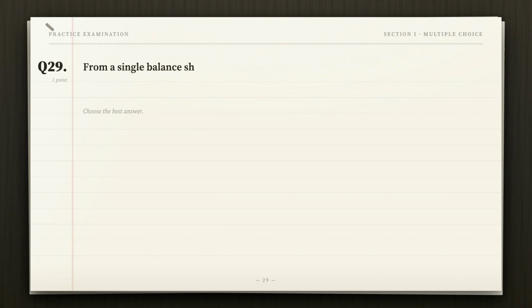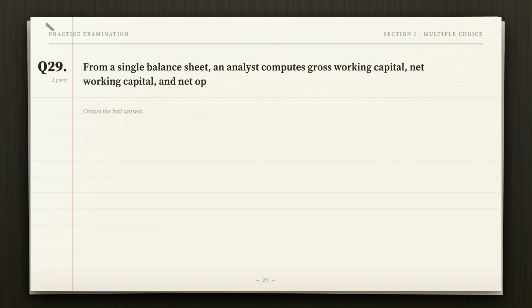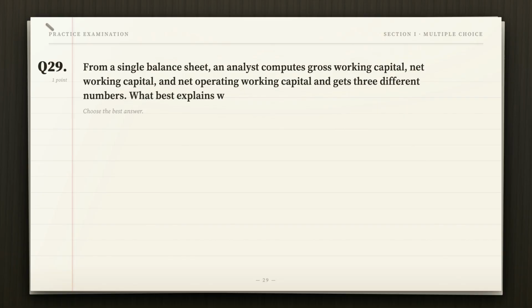Question 29. From a single balance sheet, an analyst computes gross working capital, net working capital, and net operating working capital and gets three different numbers. What best explains why all three differ?